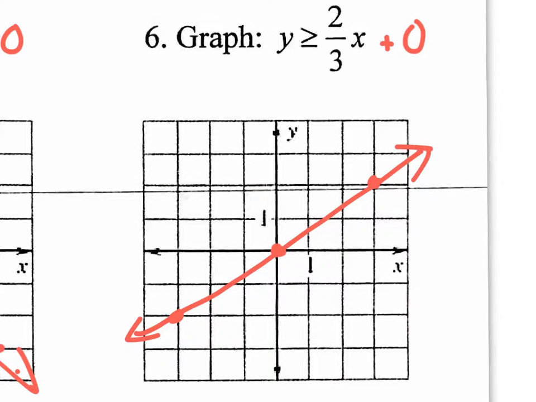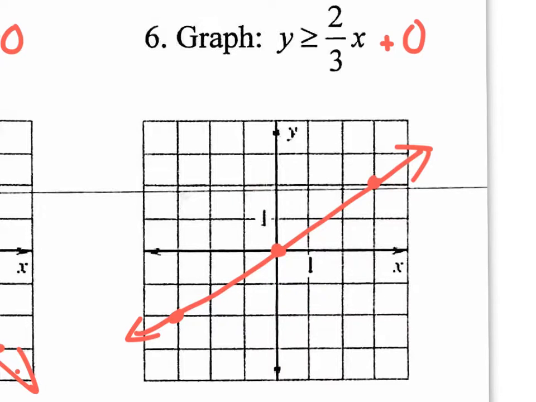Now once again, I either shade in this top part or this bottom part. And you need to determine that by testing a point. But obviously you're not going to test the point 0, 0 because it's not on either side. It's on the line itself. So you want to pick a different point.